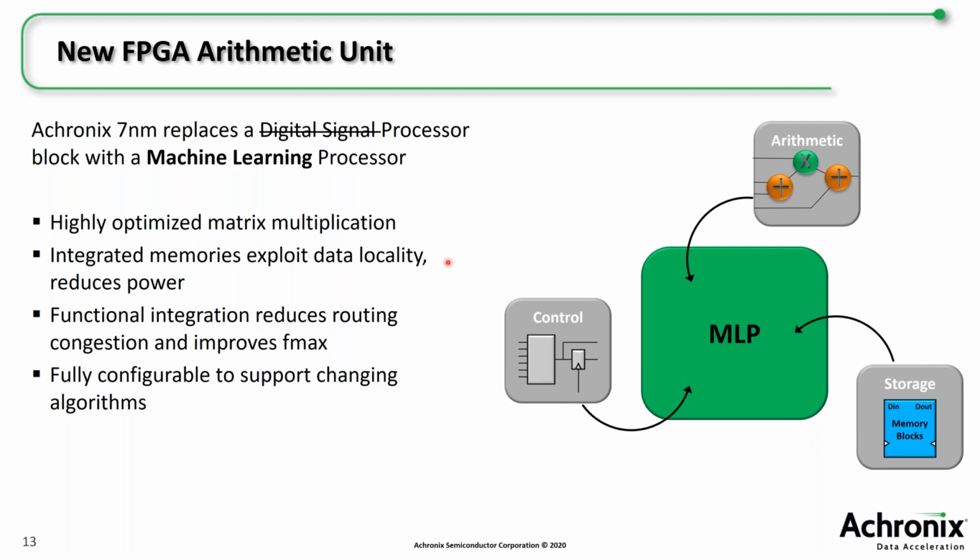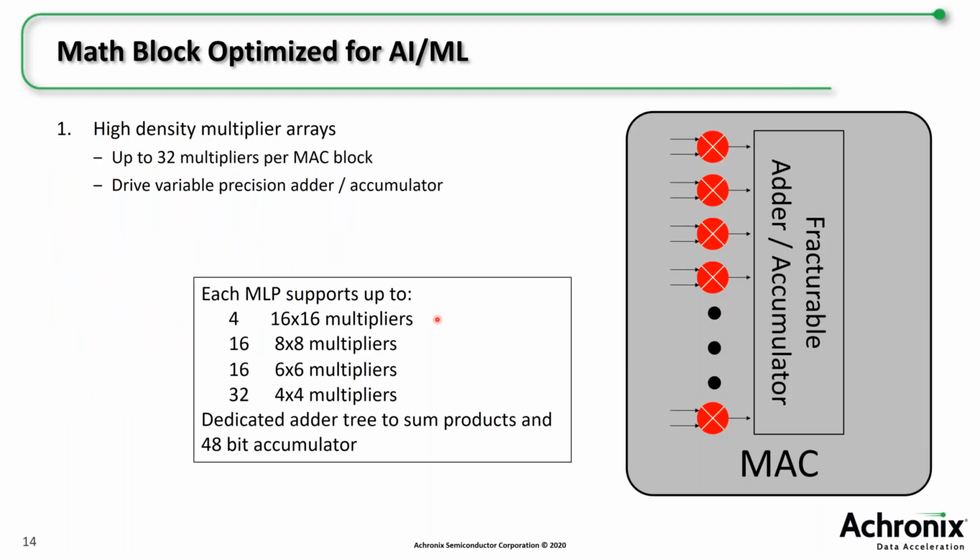The design includes an integrated memory that exploits the data locality I talked about a moment ago, and therefore reduces power consumption because you're not unnecessarily moving data around. The functional integration of combining the arithmetic operation, the storage, and the control reduces routing congestion, and that then improves the quality of results. It improves the Fmax that you can achieve. And the design is obviously fully configurable because you would like to support changing algorithms and new neural network types that are coming out.